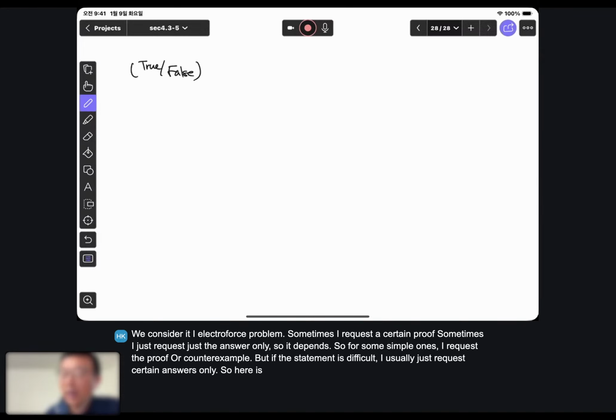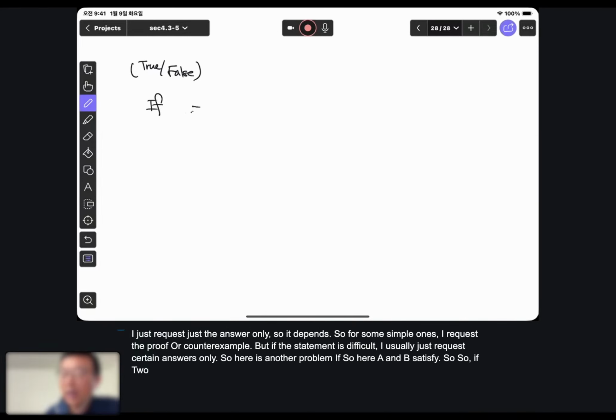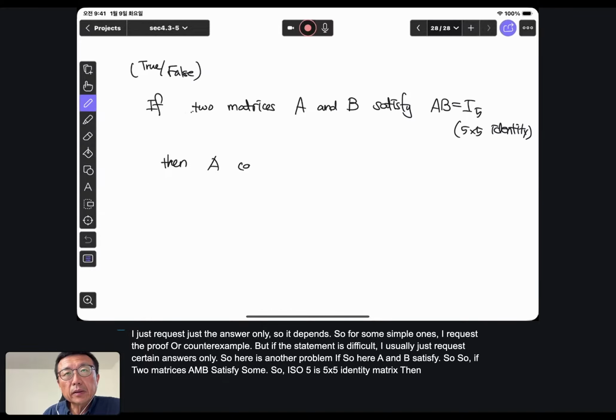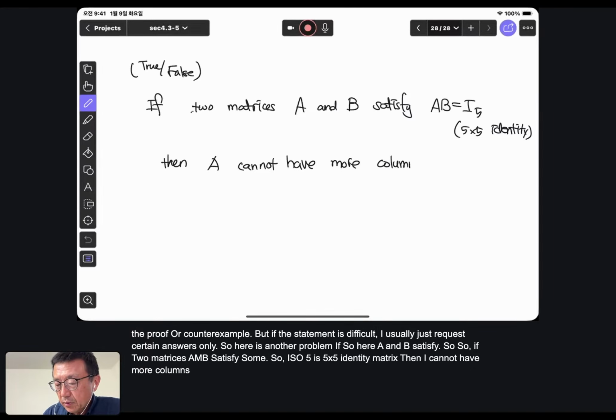So here is another problem. If two matrices A and B satisfy, so I sub 5 is the 5 by 5 identity matrix, then A cannot have more columns than rows. Okay.